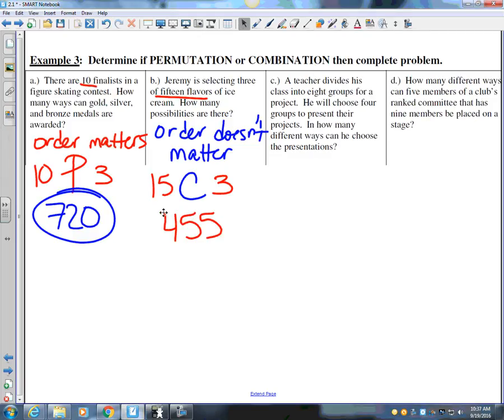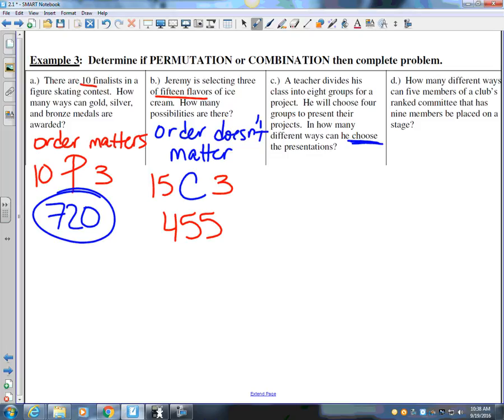Okay. All right, C, a teacher divides his class into 8 groups for a project. He will choose 4 groups to present their projects. How many different ways can he choose the presentations? So, guys, here's why this is a key word. Choose the presentations. It's not saying how many different ways can he arrange them, like pick who goes first, who goes second, who goes third. All he's doing right now is choosing the 4 groups who are going to have to give that dreaded presentation. Okay? So does order matter? No. When it says choose, 99% of the time order doesn't matter.